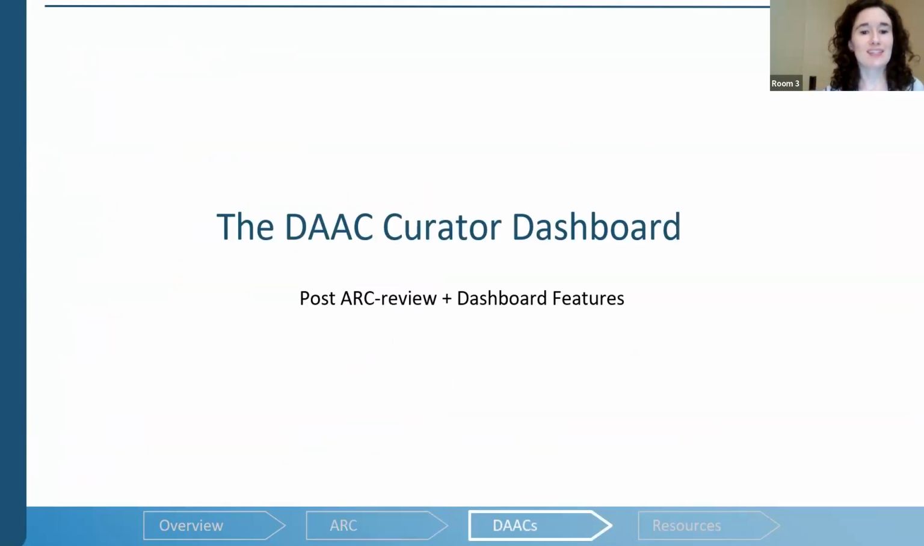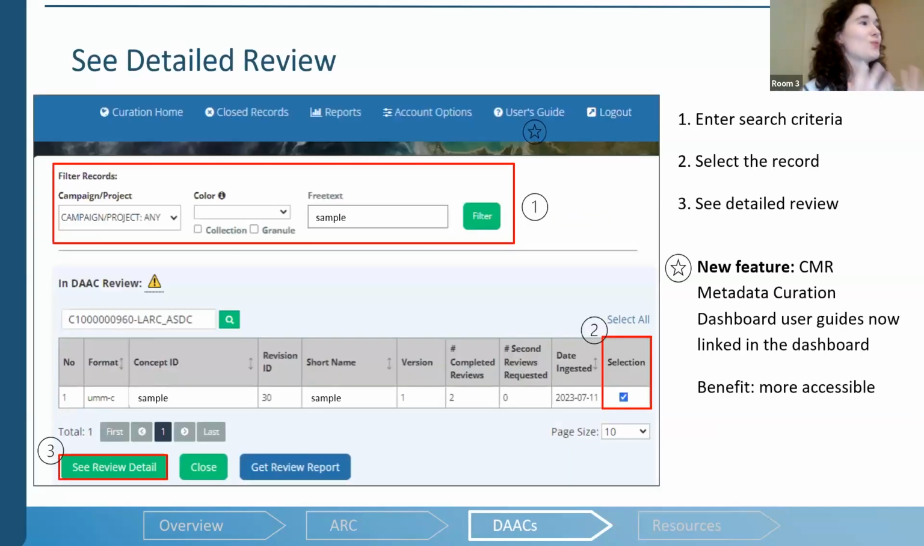So next is the DAC Curator dashboard. So we'll take a look at what DACs can see post-review, as well as some of the features they have. The DAC Curator dashboard is very similar to the ARC dashboard. They can enter their own search criteria, once again, more than likely a concept ID, but they can filter by campaign or project, as well as the recommendation color. They will then select their record, and then they can go in and see the review detail.